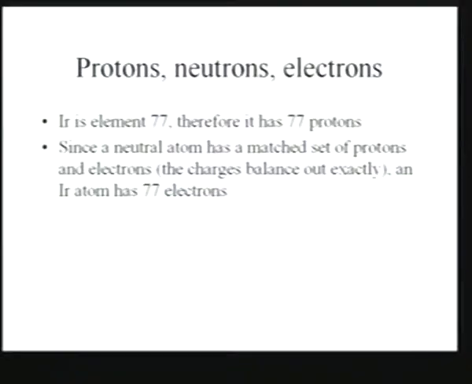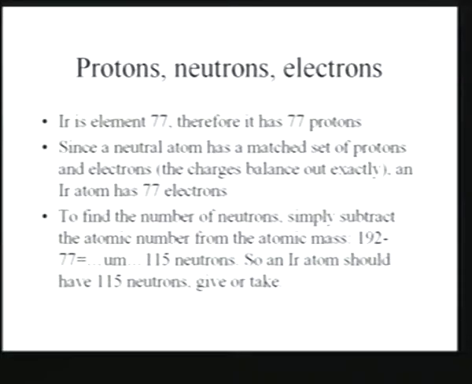If you have a neutral atom, which most of the atoms we deal with are going to be neutral, at least for now, it has a matched set of protons and electrons. The charges exactly balance. The result of that is that you have the same number of electrons as you have of protons. Okay? So it must have 77 electrons.